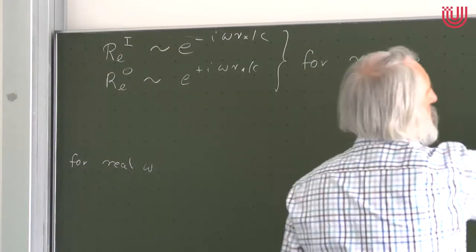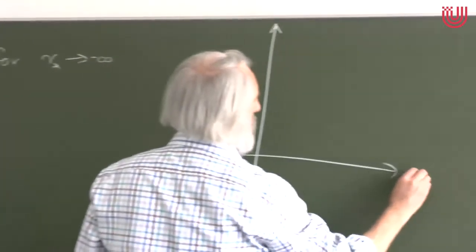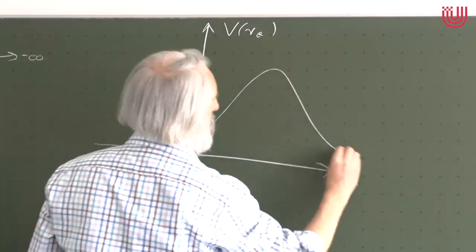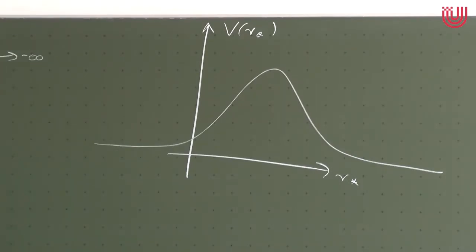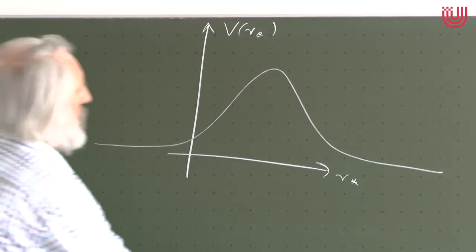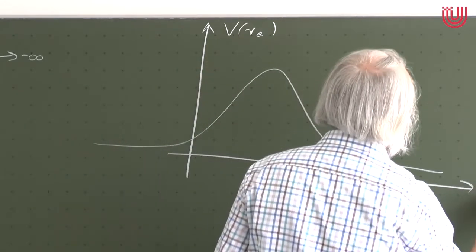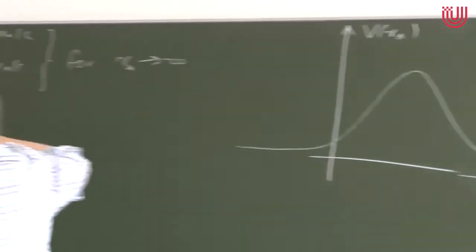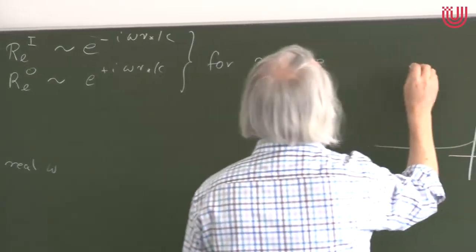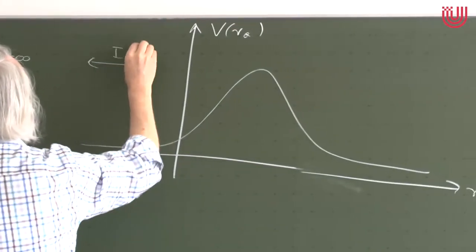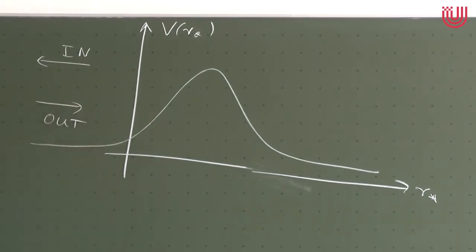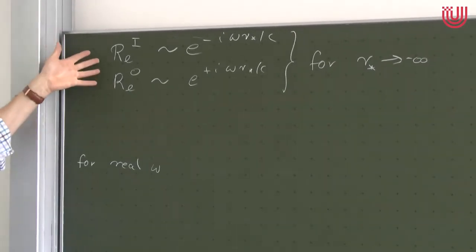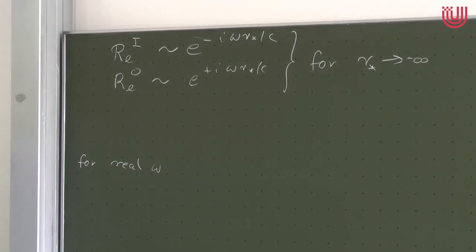So if we have our potential, the Regge-Wheeler potential, at this shape, it's a potential well which goes to zero for r star to plus infinity and minus infinity. And here you have something which travels in the negative r star direction, and here something in the positive r star direction. So the in mode would be something like this, and the out mode would be something like this. Out of these two, by forming linear combinations, you can write down any solution to the Regge-Wheeler equation. The Regge-Wheeler equation is a second order linear differential equation.